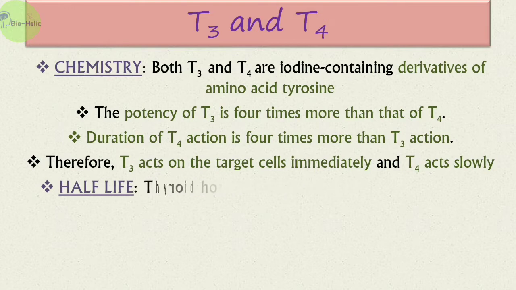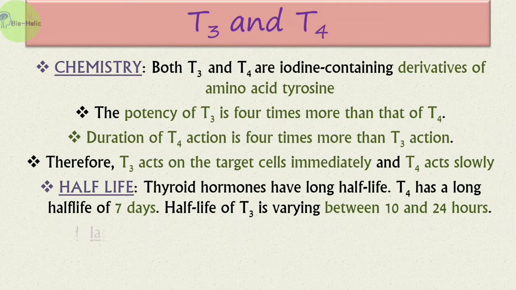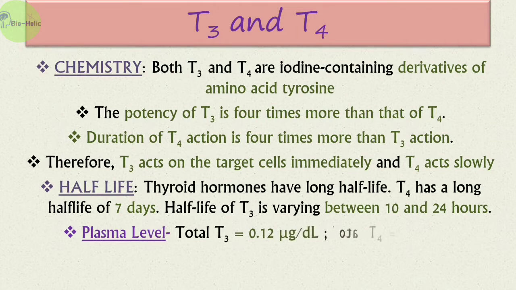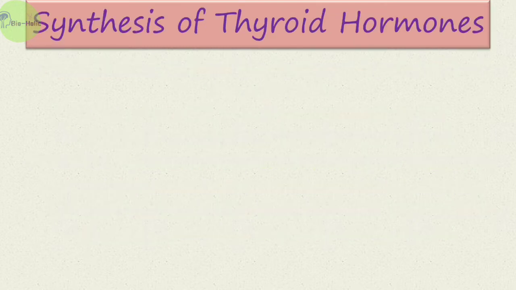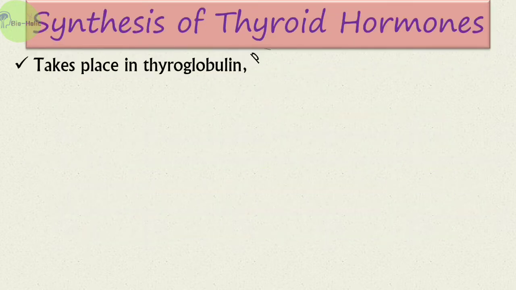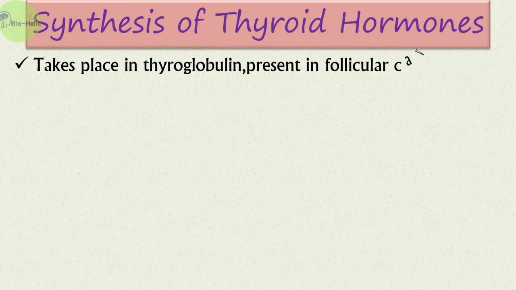Both the thyroid hormones have a very long half-life. The T4 has approximately a half-life of 7 days. Half-life of T3 is varying between 10 and 24 hours. The plasma level of total T3 is about 0.12 microgram per dl, and of T4 it is 8 microgram per dl. The thyroid hormone synthesis takes place in thyroglobulin present in follicular cavity.